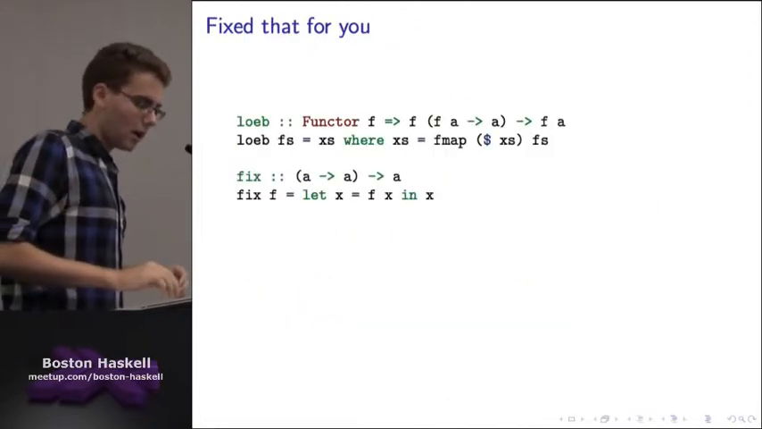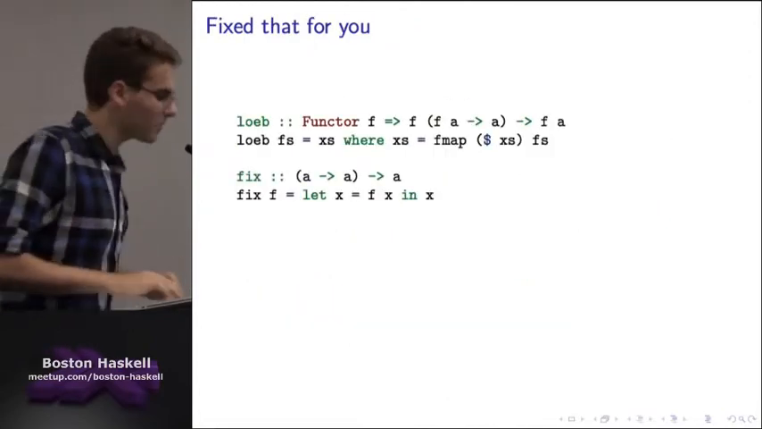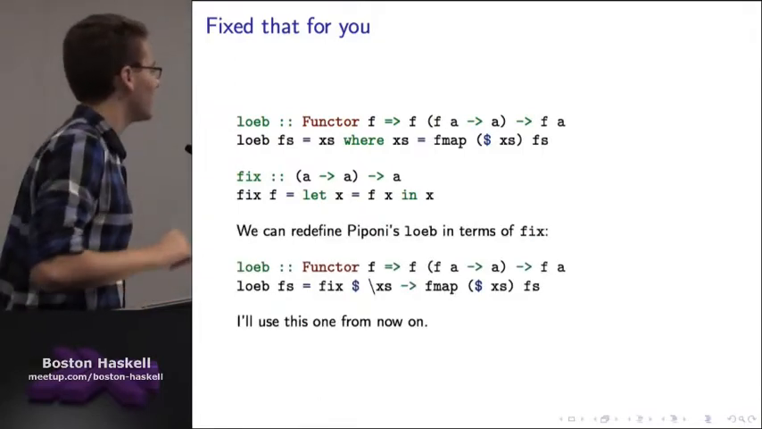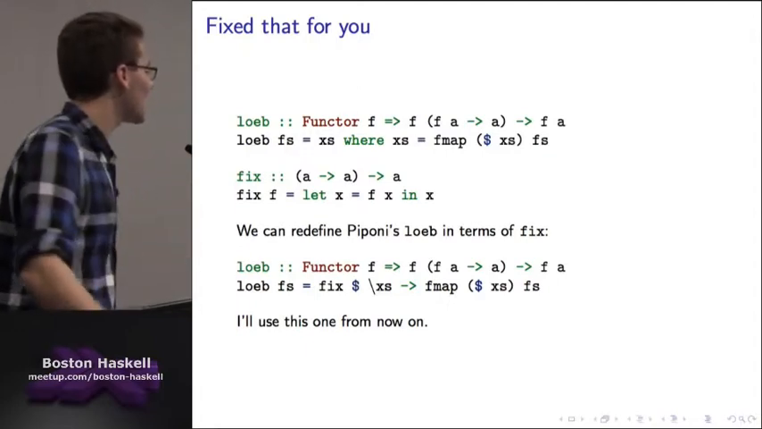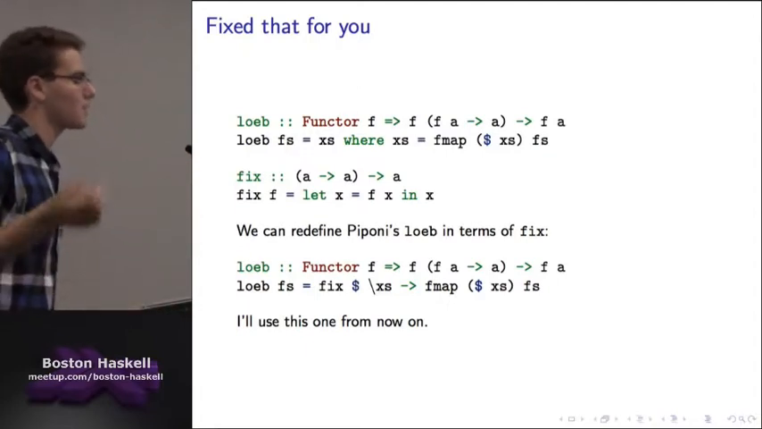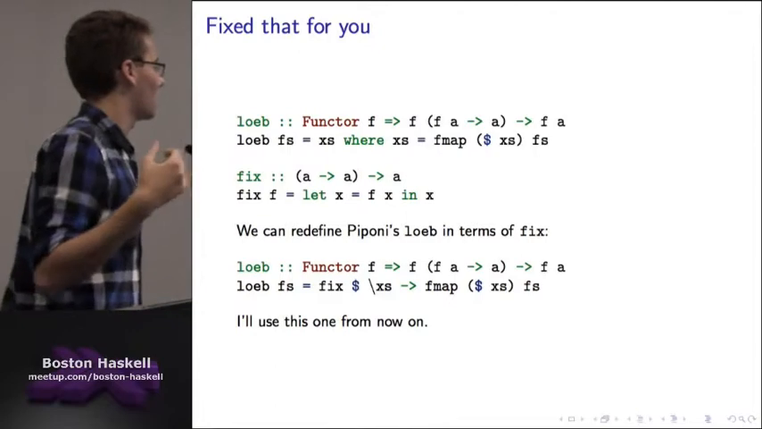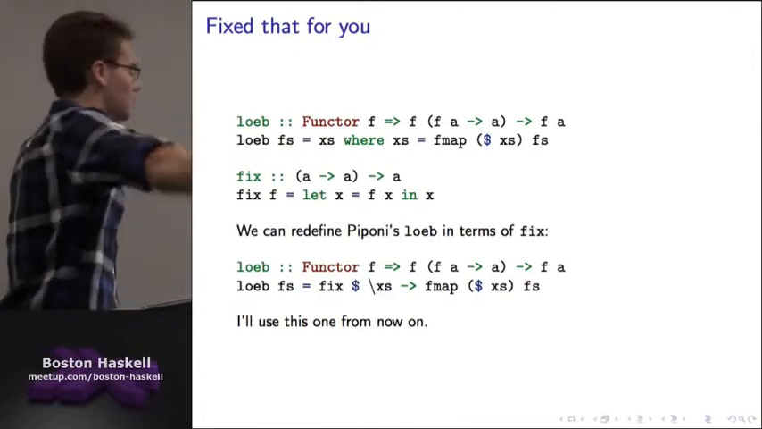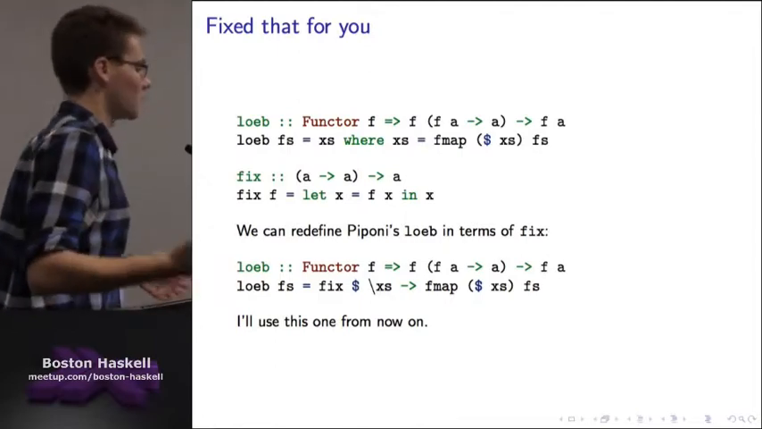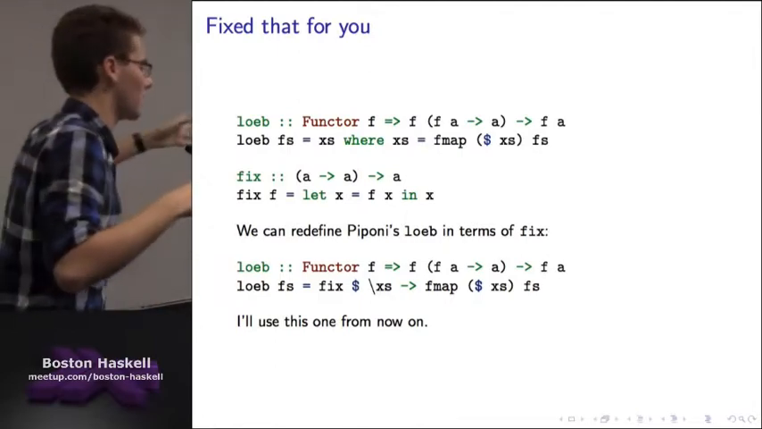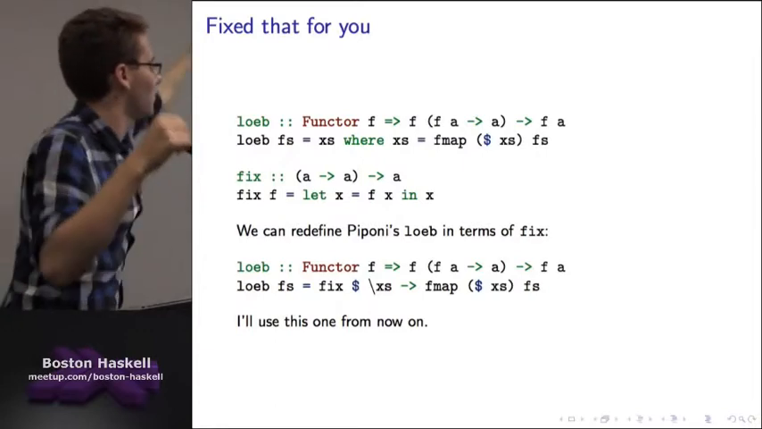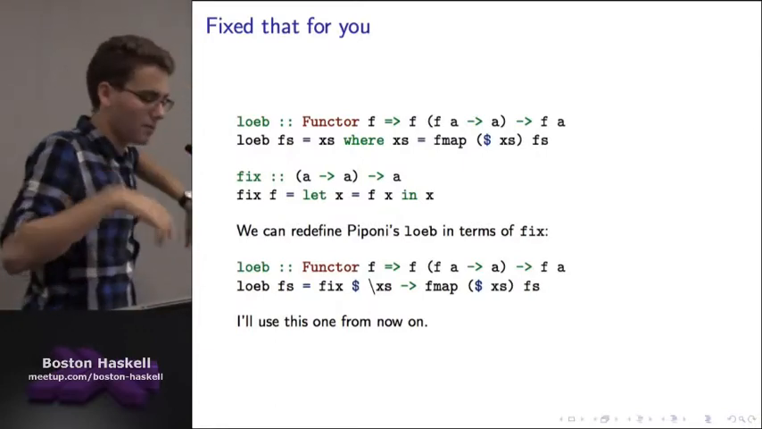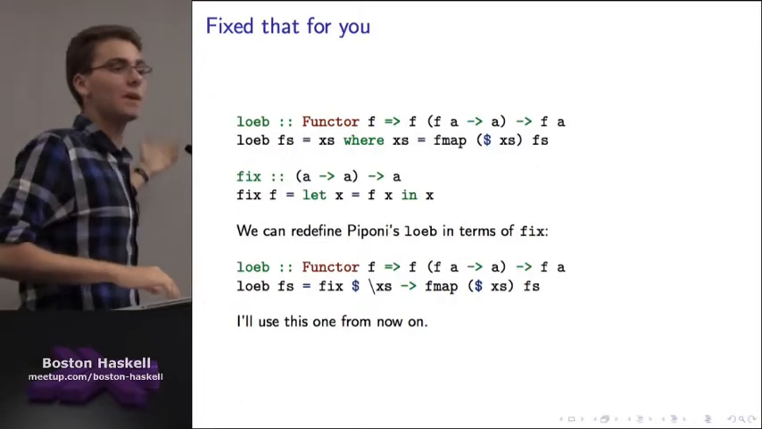So, a brief interlude: I want to rewrite Piponi's function in a slightly more useful way, at least for my purposes, which is to say I'm going to define it using an explicit fixed point rather than his implicit fixed point here, just because I'm going to be using fix all over the place, and the symmetries are a lot more apparent if you look at it this way. So, is everyone following this transformation to this other definition of this function? Does this make sense?